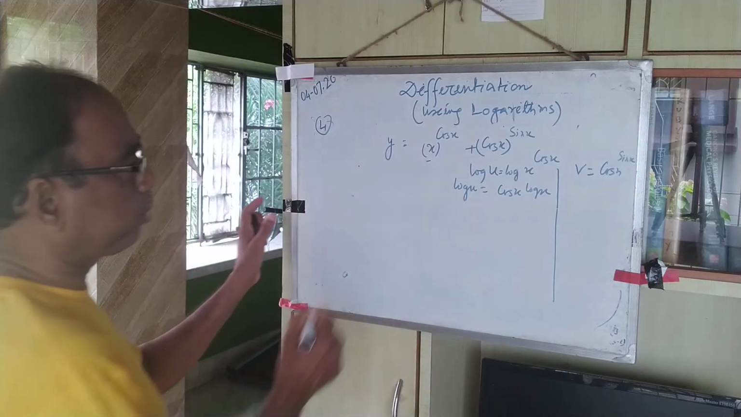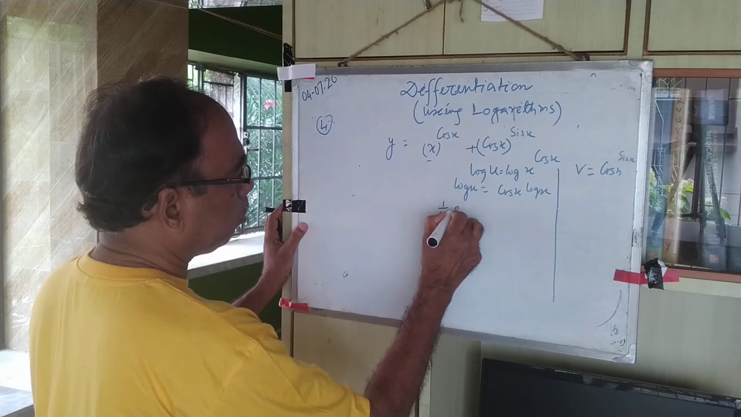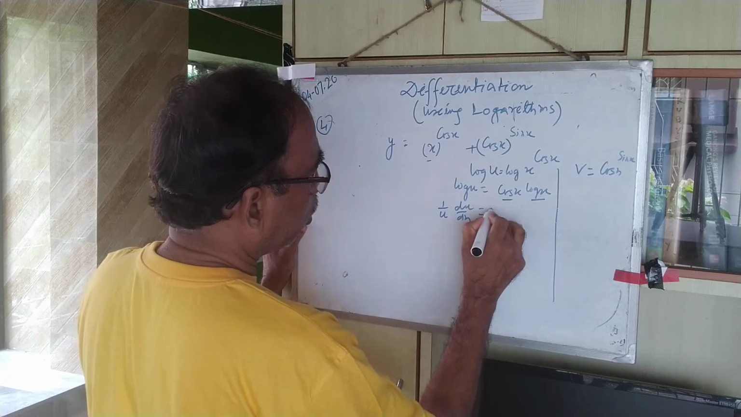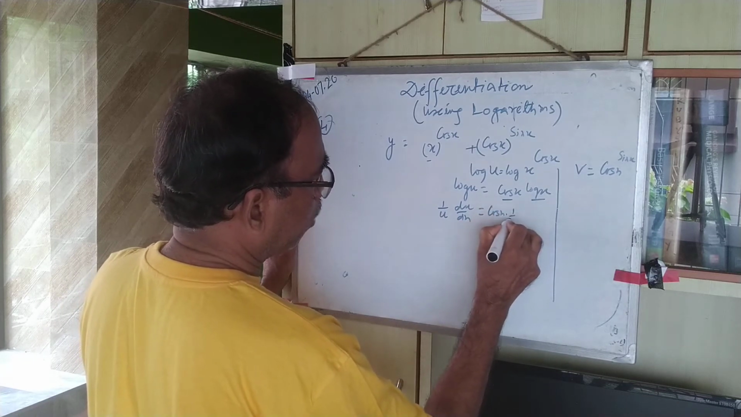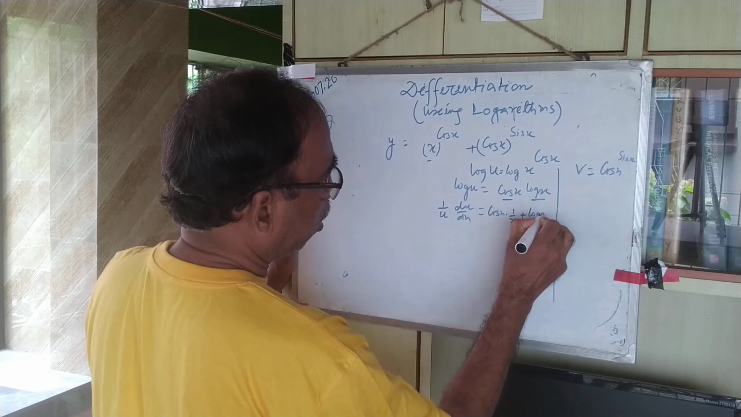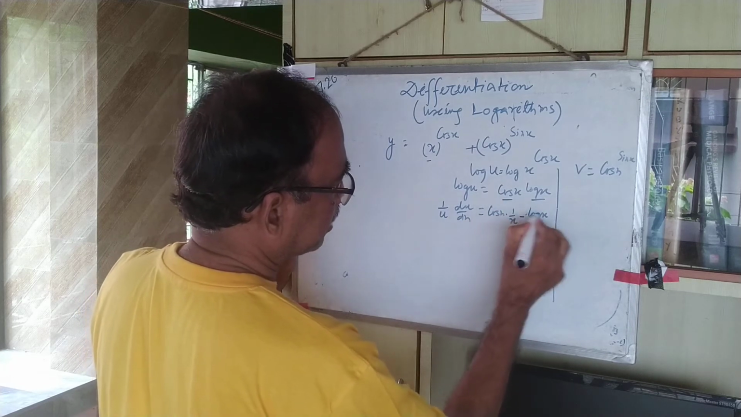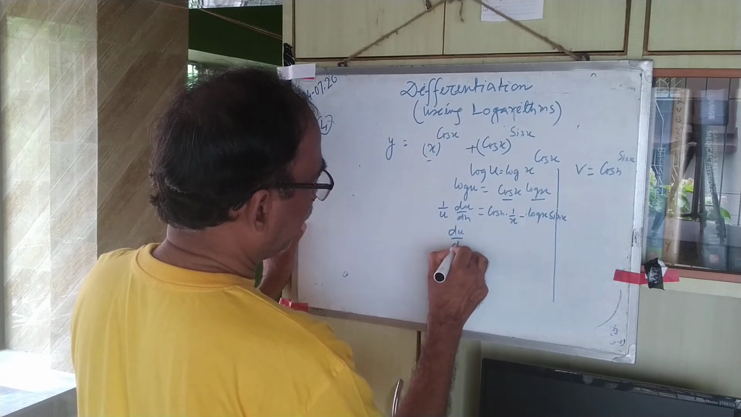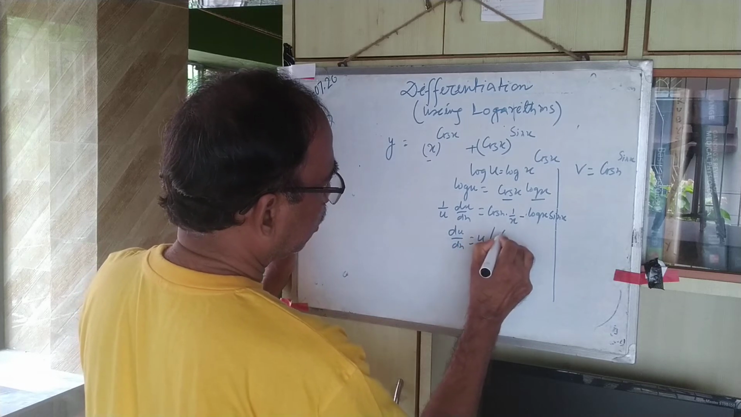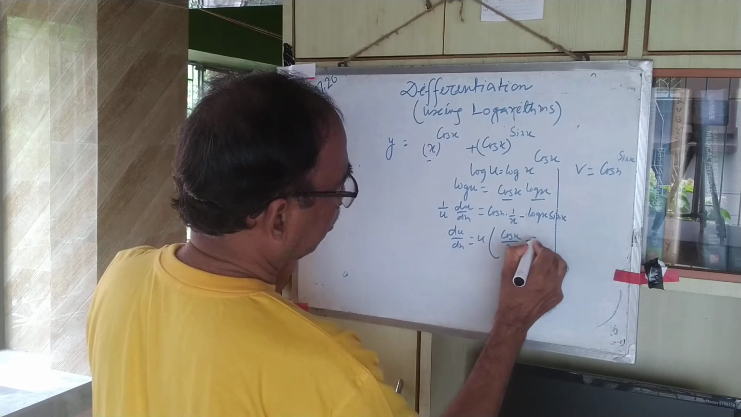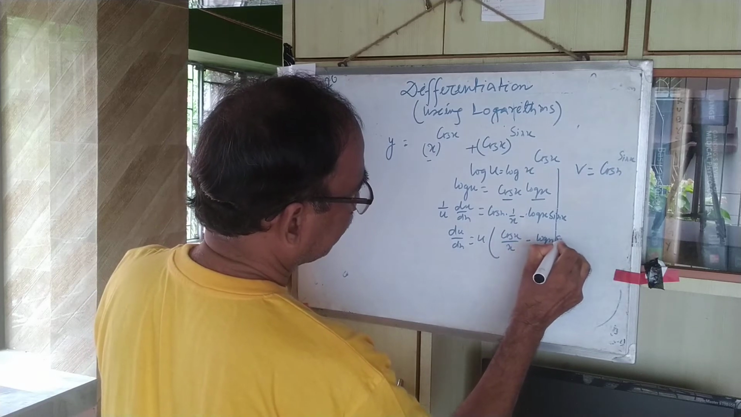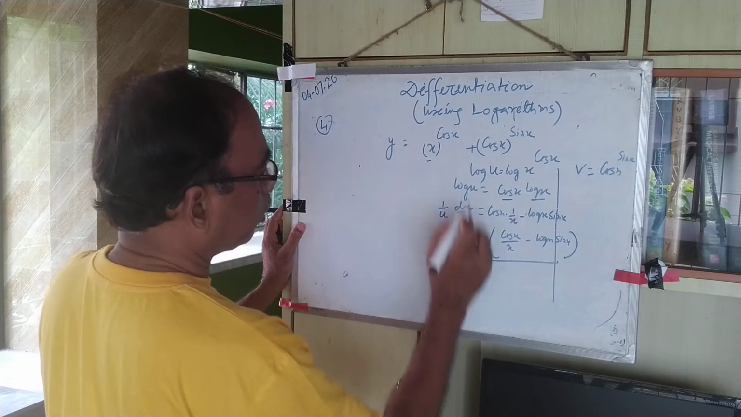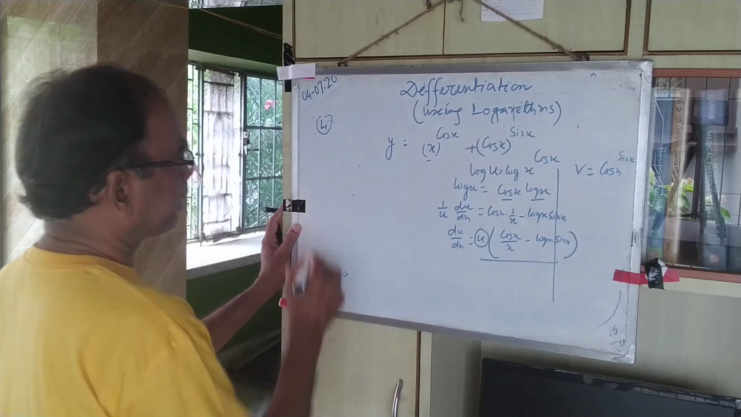Now differentiating both sides with respect to x, 1 by u du by dx. This is a product: cos x constant, log x derivative 1 by x, plus log x constant, cos x derivative minus sin x. Then du by dx equals u times (cos x by x minus log x sin x), and put the value of u here, x to the power cos x. That is du by dx.